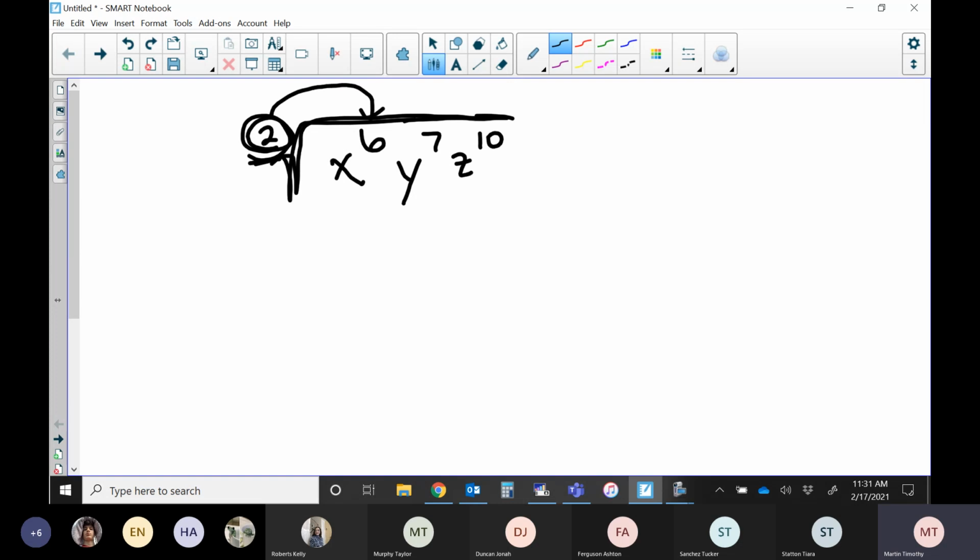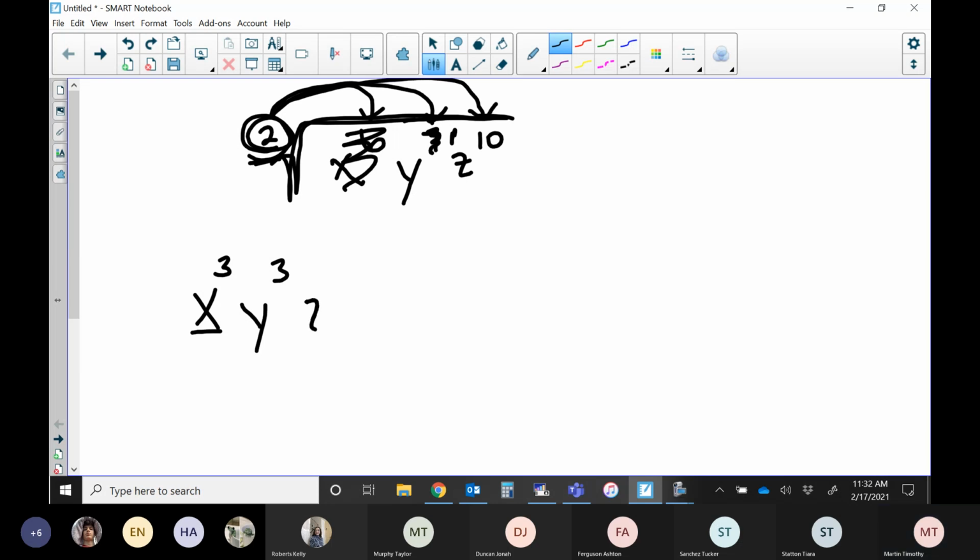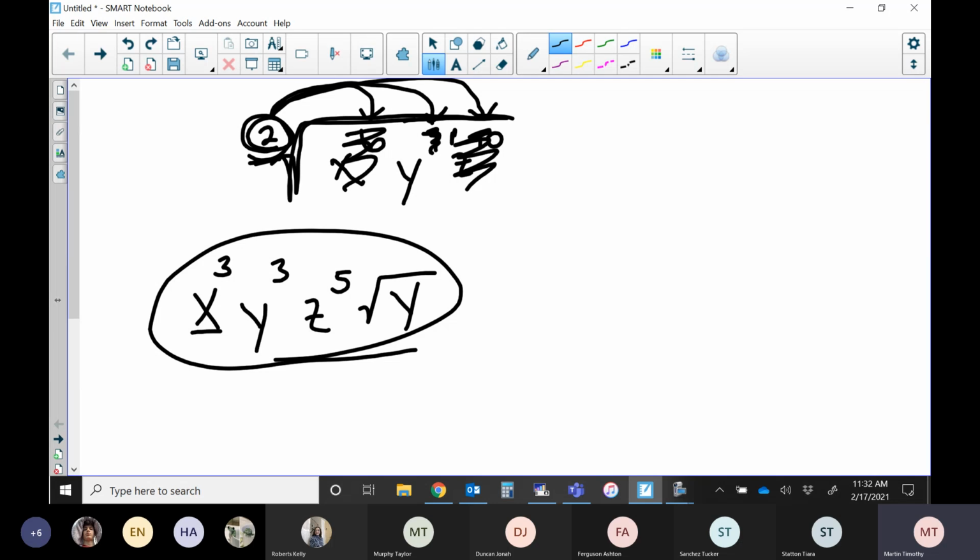How many times does 2 go into 6? Goes into it 3 times. So I got x out 3 times. None left over. How many times does 2 go into 7? It goes into it 3 times, but this time with 1 left over. How many times does 2 go into 10? Goes into it 5 times. And then finally I have the square root of y only left over because this goes into it perfectly. And that would be my simplified version of that up there.